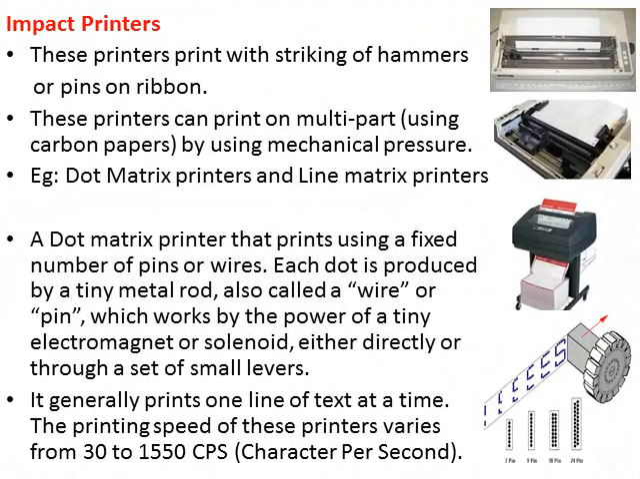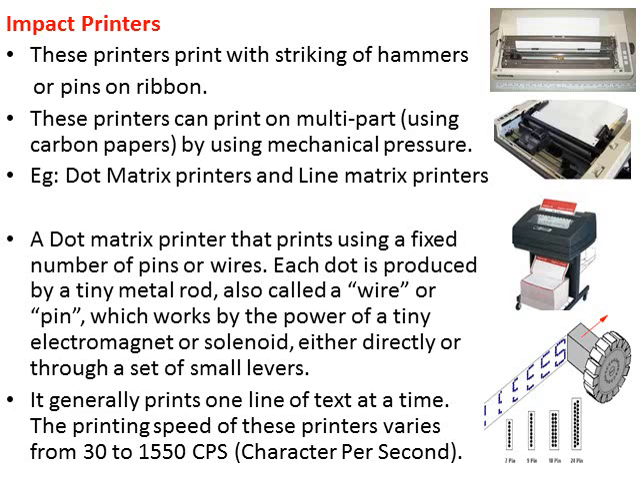We can classify printers, based on the type of touch the head has on the paper, as impact printers and non-impact printers. For the impact printers, you can see examples in the picture there: a dot matrix printer and a line printer. These printers print by striking hammers or pins on the ribbon. These can print on multi-part paper, that means by using carbon paper, through mechanical pressure. You can take multiple copies, a second copy, a third copy, when you keep carbon paper in between. For example, dot matrix printers and line printers.